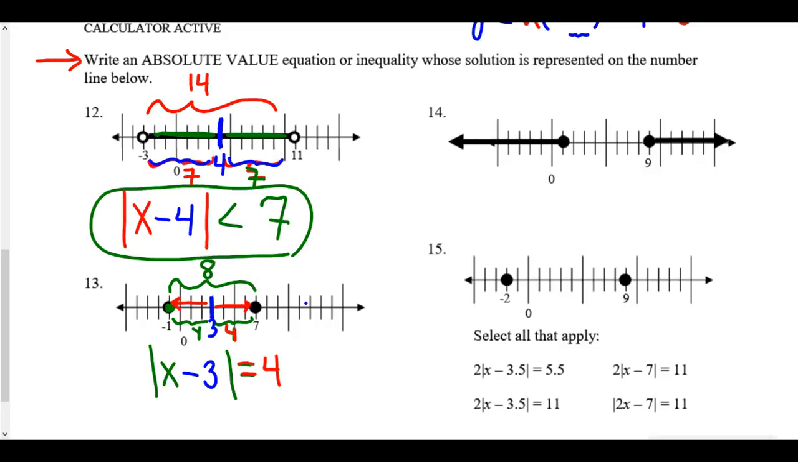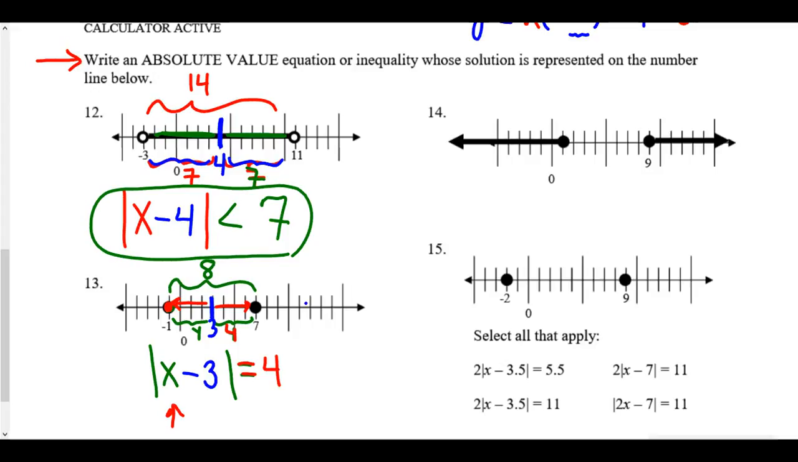By the way, if you wanted to check your answer to either one of these, you could just plug in a value. If you plugged in 7 for this x, would that work? Is the absolute value of 7 minus 3 equal to 4? Yes, it is. How about if I plugged in the -1? Is the absolute value of -1 minus 3 equal to 4? Yes, it is. So I know I'm good.